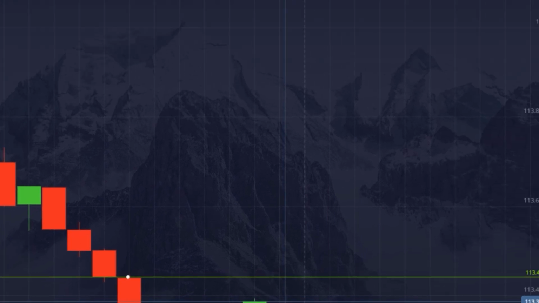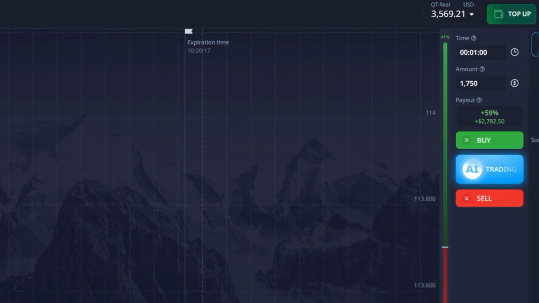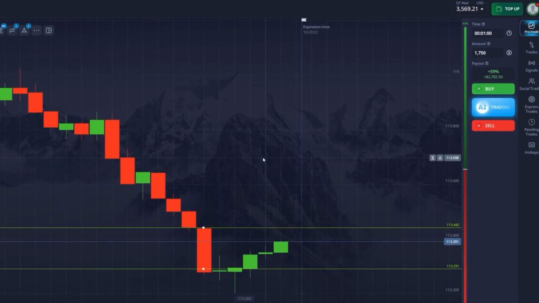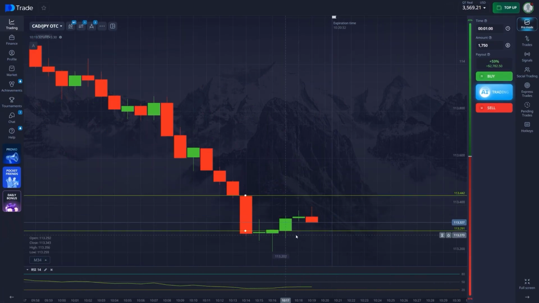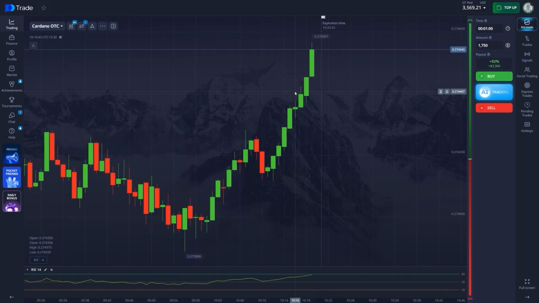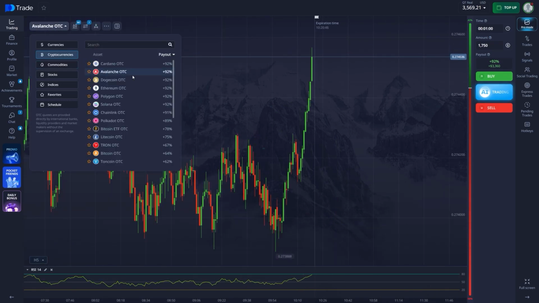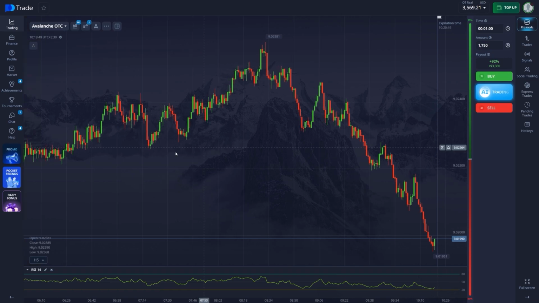The account balance has now moved to approximately $3,500. The important lesson is that support identified the reversal area, while RSI and subsequent green candles confirmed that buyer pressure had returned. Now let's move to the cryptocurrency section and search for another clean market.